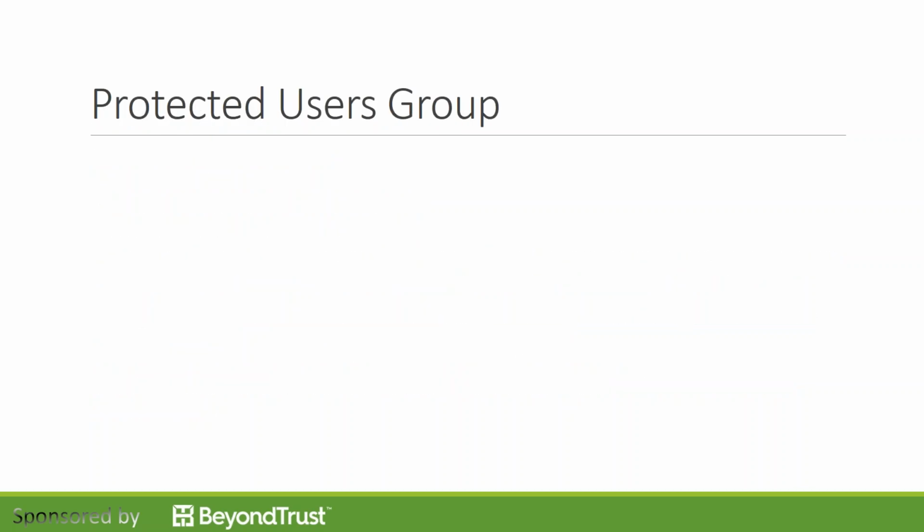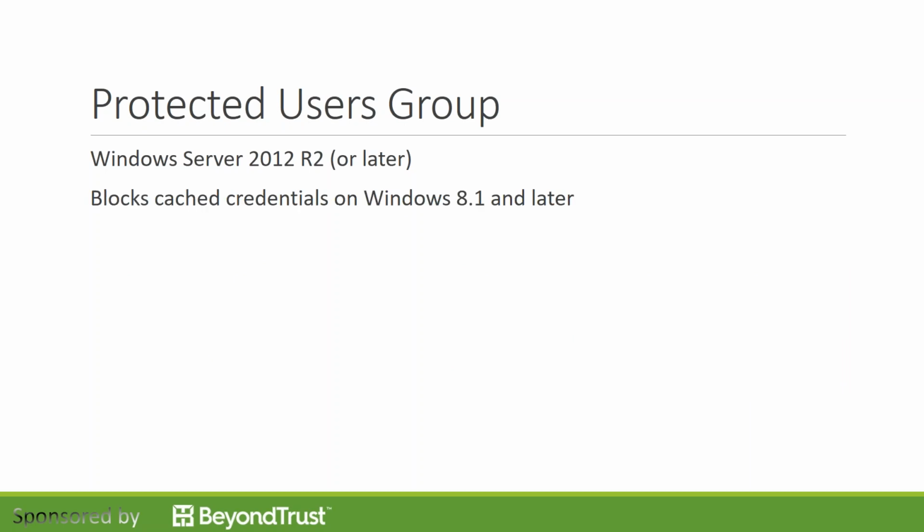So finally, I just want to talk about the protected users group. Now this works in Windows Server 2012 R2 and later, and basically the main thing that it does is it blocks credentials from being cached on devices. So for instance, if a domain administrator was to log into an end user workstation, their credentials get cached, and we don't want that to happen. We don't want the hacker being able to harvest those credentials and move across to a domain controller. So the idea of this is to block those caching mechanisms on Windows.